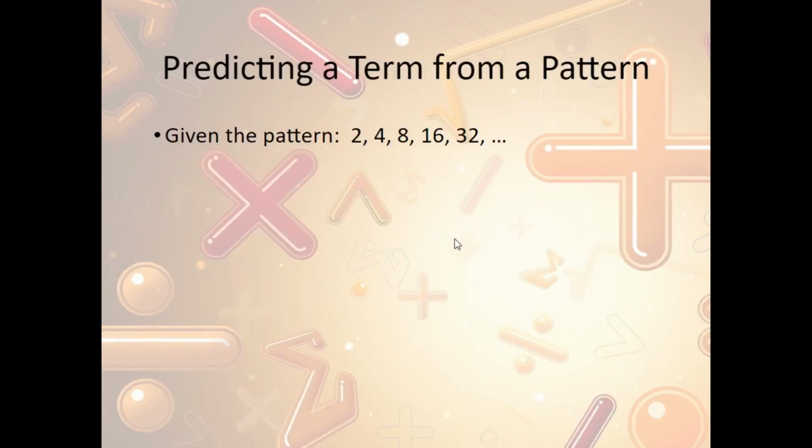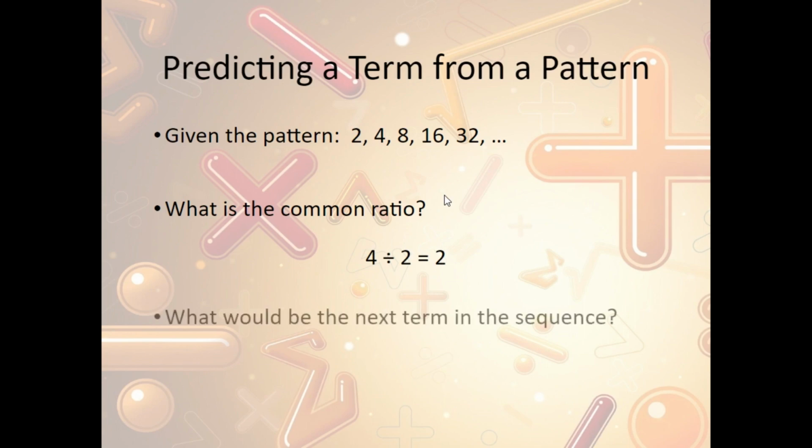curve. So we're given this pattern, 2, 4, 8, 16, and 32. And we want to know what the common ratio is. Well, we already talked about it earlier. Our common ratio is 2, and we found it by dividing this number by this number. So 4 divided by 2 is 2. So that's our common ratio. So what would the next term be? Well, we would take 32 and multiply by 2, and we get 64. So 64 would be our next term.